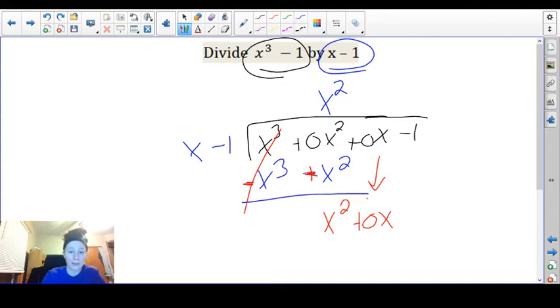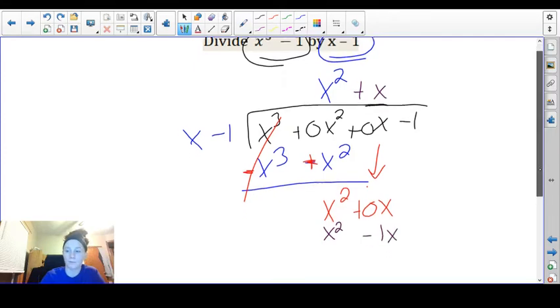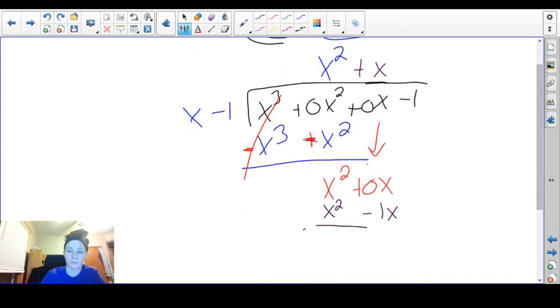I need to get to x squared, and I have x, so I need a factor of x again. X times x is x squared. X times -1 is -1x. I'm going to switch colors, and I'm going to flip all of my signs. X squared minus x squared is 0. 0 plus 1 is 1. Again, I have two terms, so I need to bring down my last one.